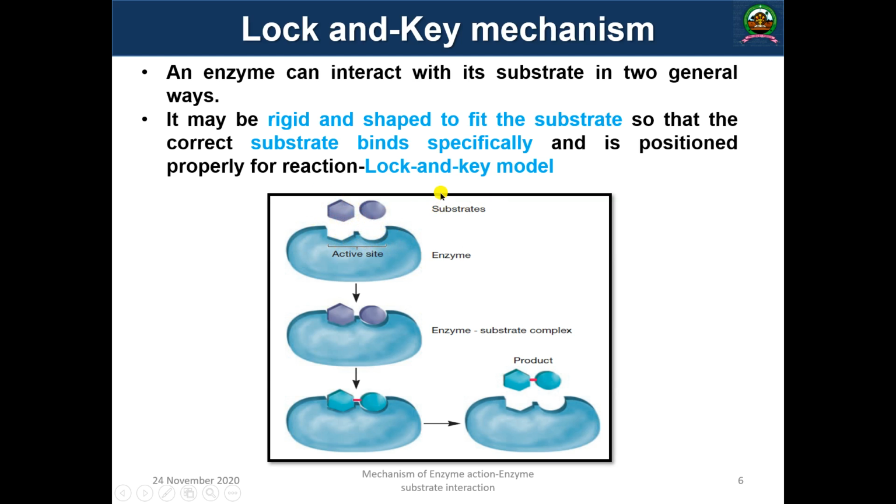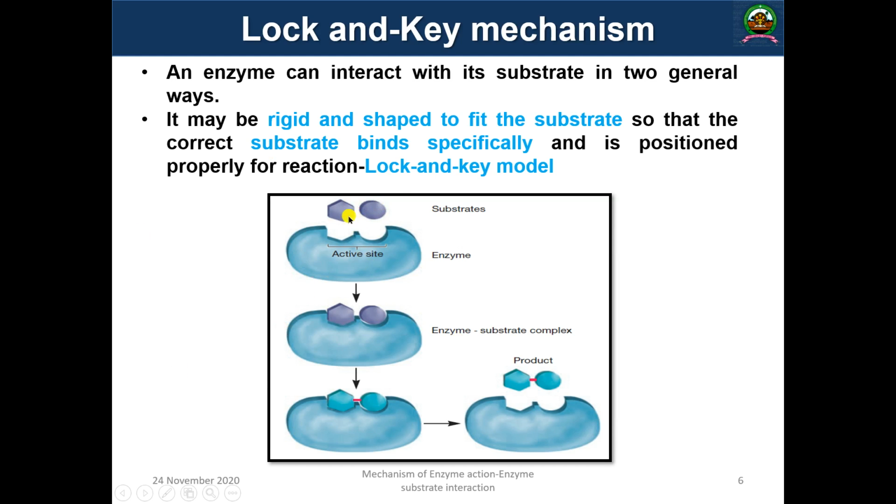So here you can see the substrate slowly come and bind with the active site. Once it is in the active site, it will reduce the activation energy. Then the enzyme substrate complex will convert the substrate into product. You can see that once it is done, the product is completely out. So by lowering the activation energy, this is the mechanism of the lock and key mechanism.